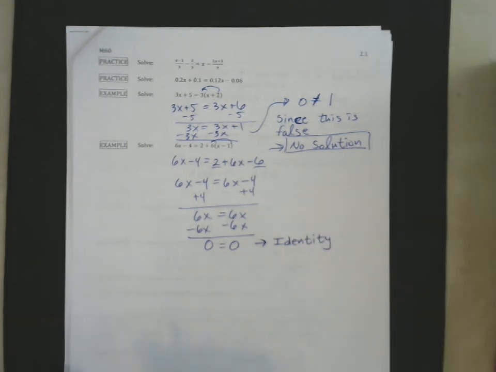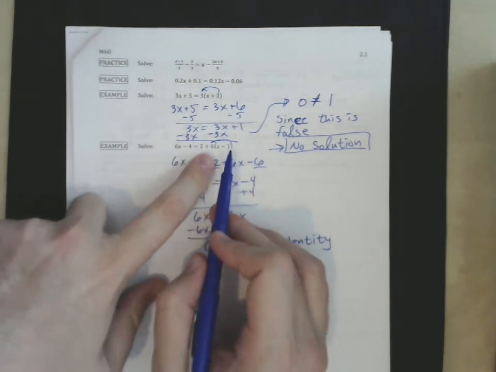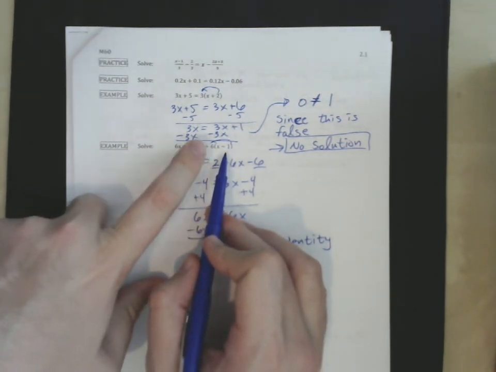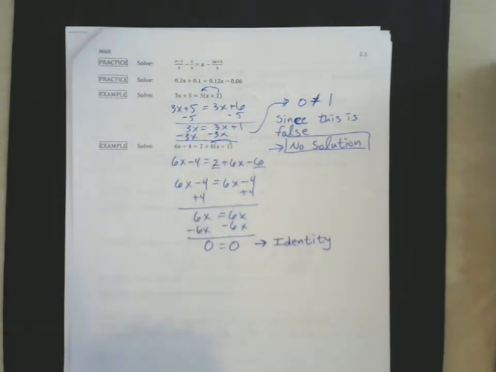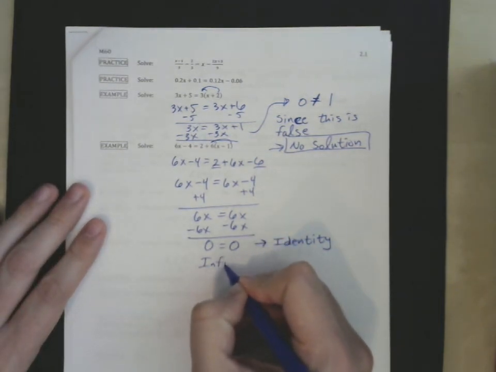And it's called an identity because one expression, 6x minus 4, identifies itself, the equals, as 2 plus 6 times the quantity x minus 1. They are 2 different expressions, but they have equality. So they are an identity. And this means that there are infinitely many solutions.